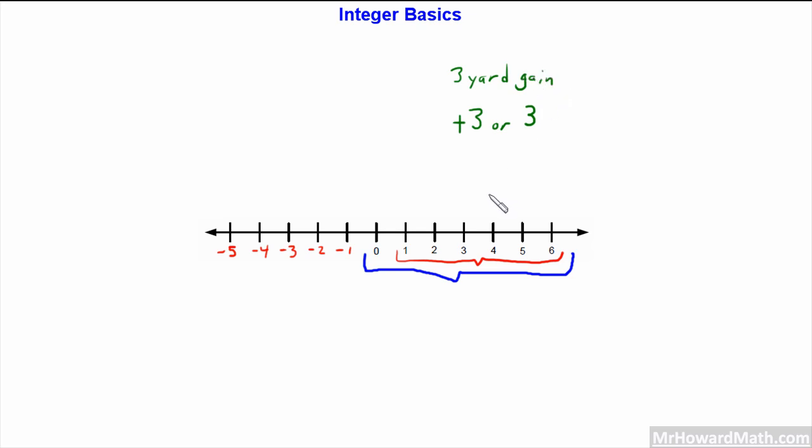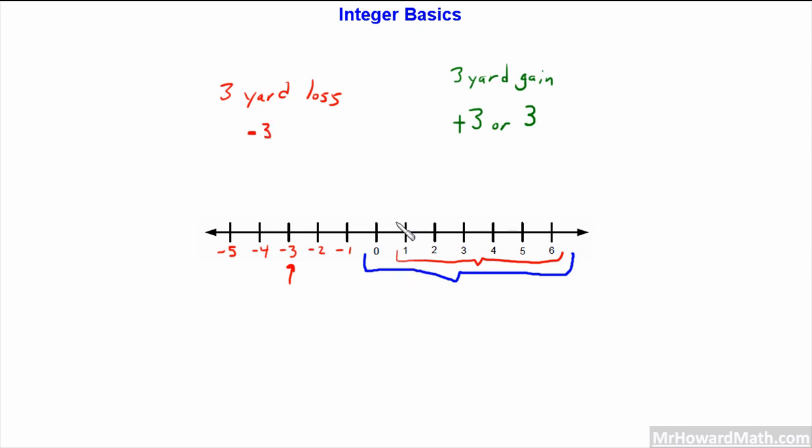Now, what if I were to ask you, how would you represent mathematically a 3 yard loss in a football game? A 3 yard loss. So let's put that right here. 3 yard loss. Well, I hope you said this right here: -3, right? 3 yard loss.